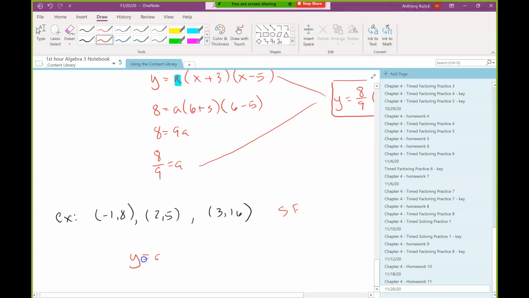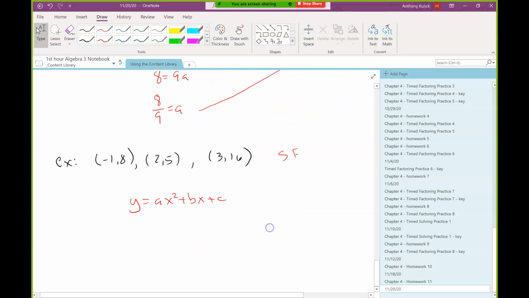So remember our standard form equation is y equals ax squared plus bx plus c. So for me to report an answer, I need to figure out the values for a, the value for b, and the value for c. That equation has three variables in it, right? I need to find values for three things, a, b, and c. So what I'm going to do is create a system of three equations and solve that system.